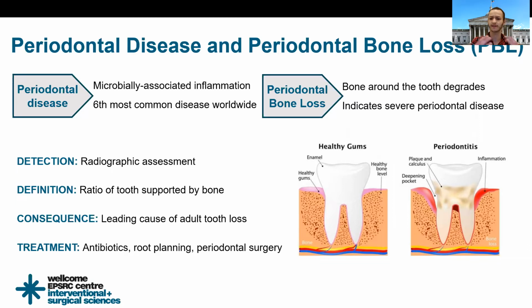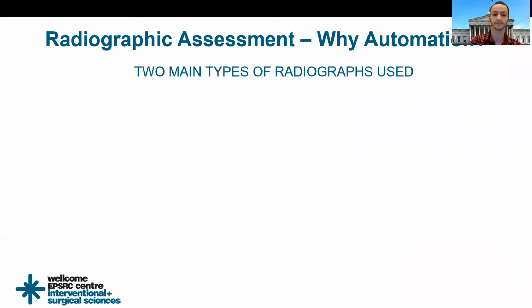The consequence of periodontal disease, and the motivation behind our work, is that periodontal disease is currently the leading cause of adult tooth loss, and the treatment can range from antibiotics to periodontal surgery. So it's very important to be able to define how severe the periodontal bone loss is and how severe the periodontal disease is to inform an interventional decision.